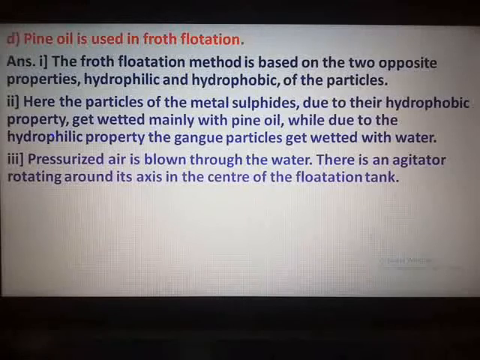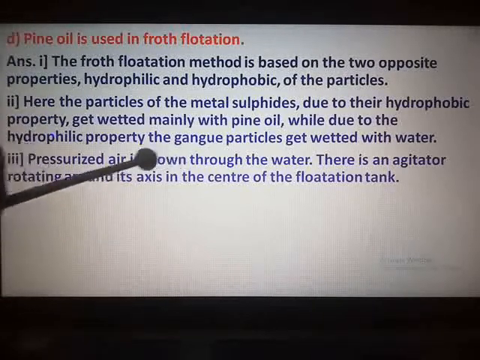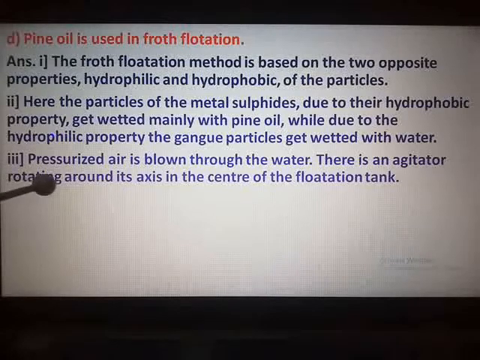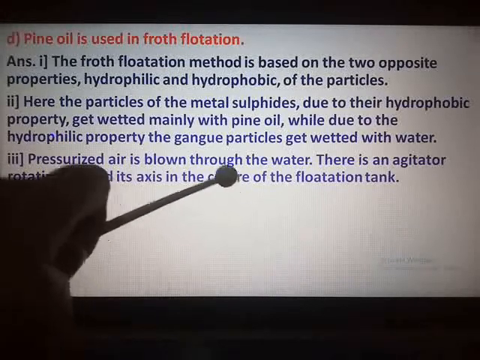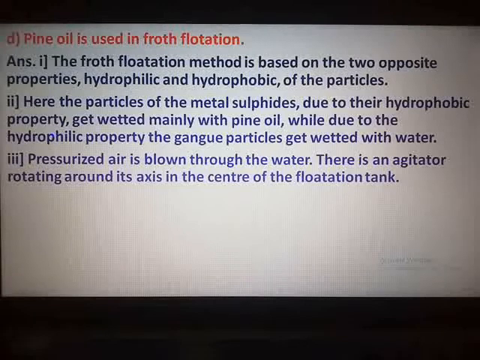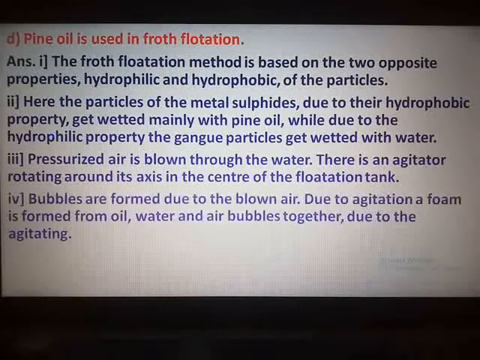Point number 3, turn the page. On page number 102, sixth line: pressurized air is blown through the water. There is an agitator rotating around its axis in the center of the flotation tank. Leave one line and then continue marking. Bubbles are formed due to the blown air and agitation.